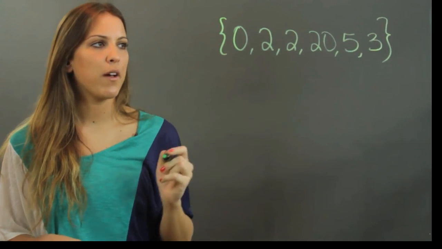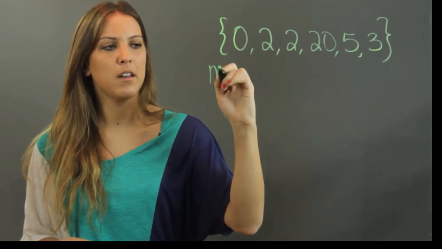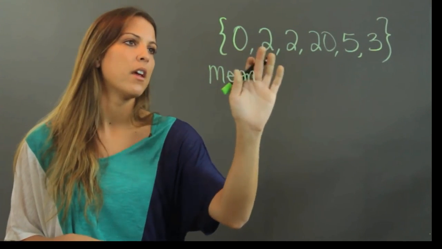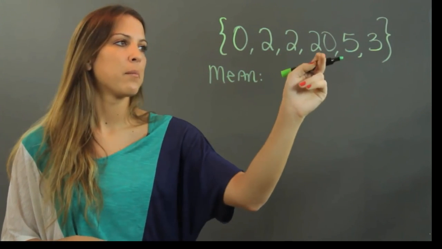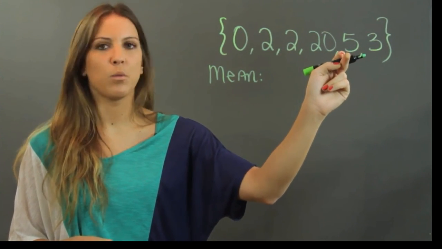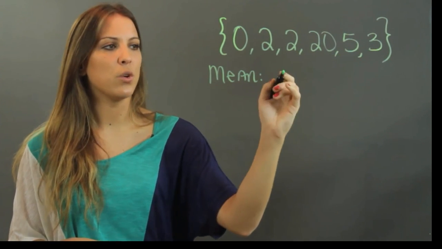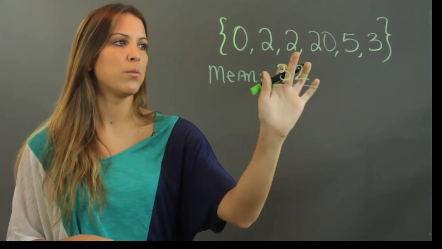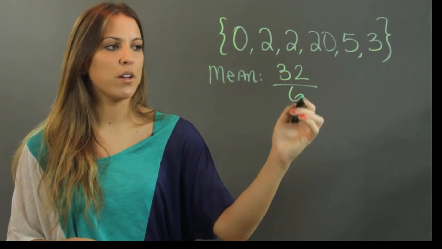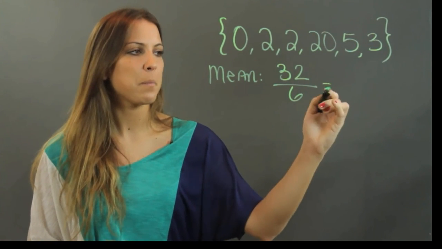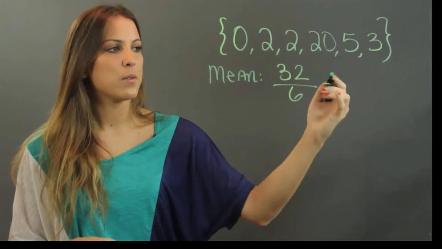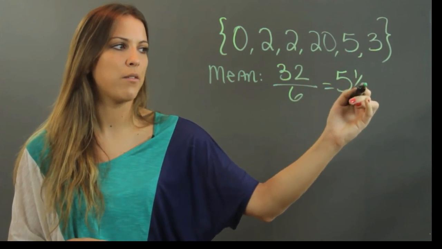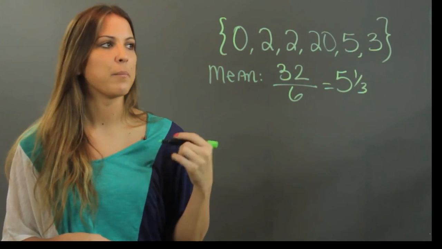All right, so I want to find all three measures of central tendency. The mean is finding the average in the way that most people know it, which is to add up all your data. So I have 0, obviously, 2 plus 2 is 4, plus 20 is 24, plus 5 is 29, plus 3 is 32. So I take the sum and I divide it by the number of elements that I have. So I have 1, 2, 3, 4, 5, 6. So 32 divided by 6 is going to be my mean. So it's going to be a decimal. I'm going to do 6 goes into 30 5 times, and I'm going to get a remainder of 2, so that's 2 over 6, which is 5 1/3. So my mean is 5 1/3.